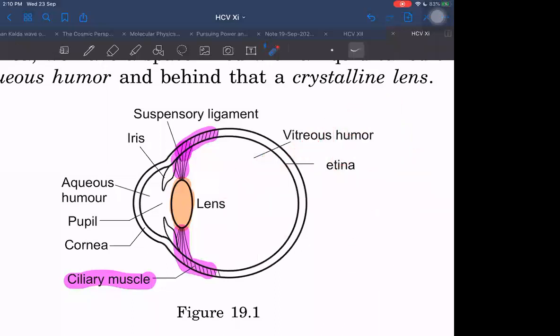Power is inversely proportional to focal length, so the power of the lens increases. So yes, it will cause an increase in power. Now, it is a lens with variable focal length, we can say, and the focal length can be adjusted.